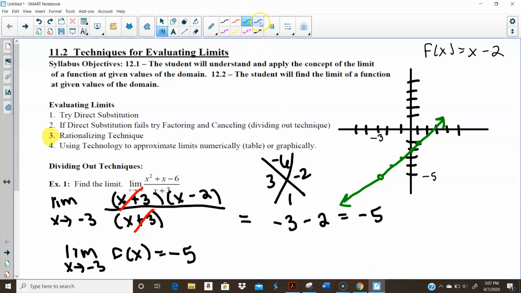So if I were to draw this linear function, it looks like this. And you can see as I am coming into negative 3 from the left side, I'm here, here, here. You can see that I'm approaching negative 5. And when I come into negative 3 from the right-hand side, I'm also approaching f of x equals negative 5. Therefore, my limit is negative 5.